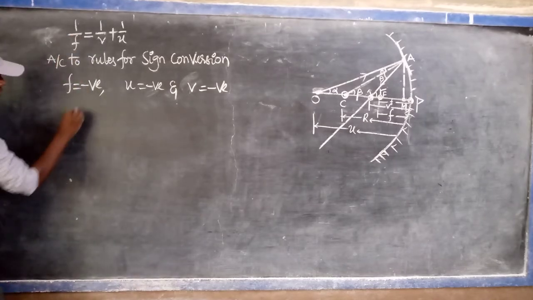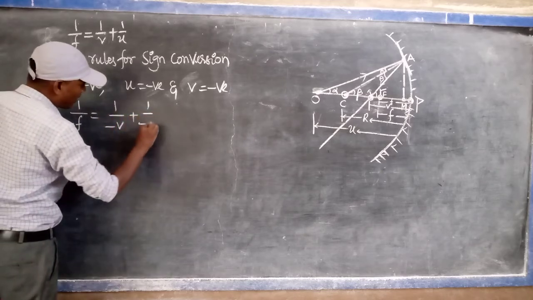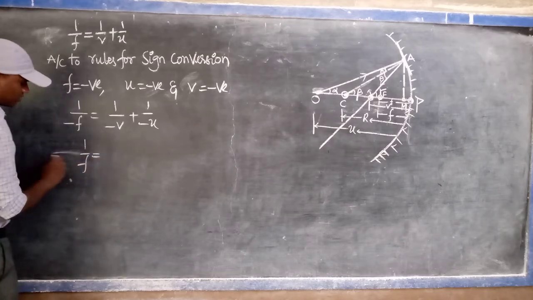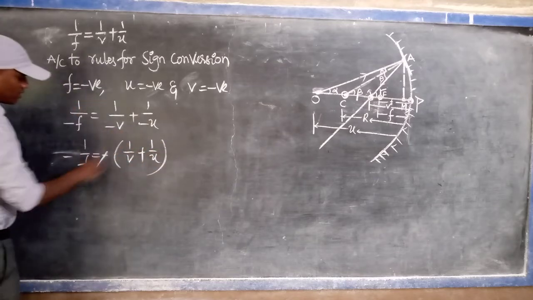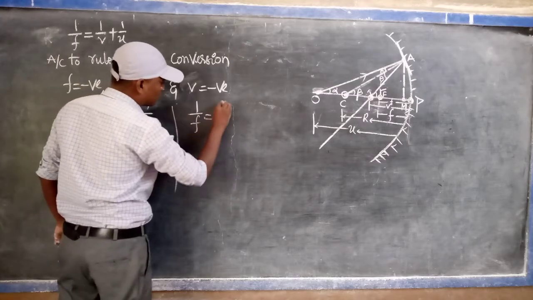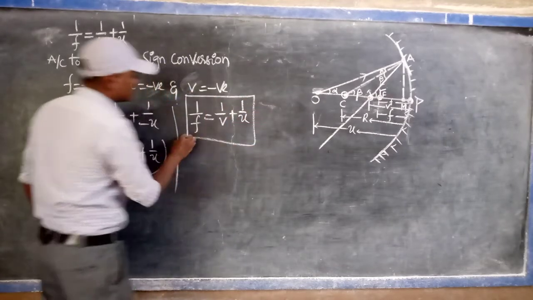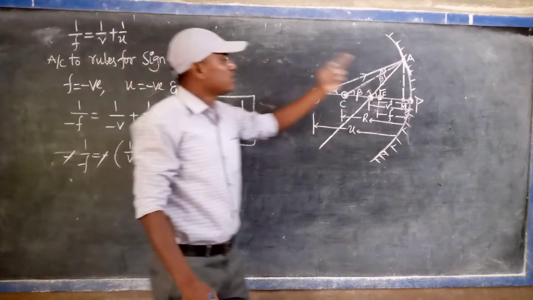Now substitute these values here: 1 upon minus f is equal to 1 upon minus v plus 1 upon minus u. The minus is common, so 1 upon f is equal to 1 upon v plus 1 upon u. This is the mirror formula, after using the sign rules. Up to here is enough for the concave mirror.